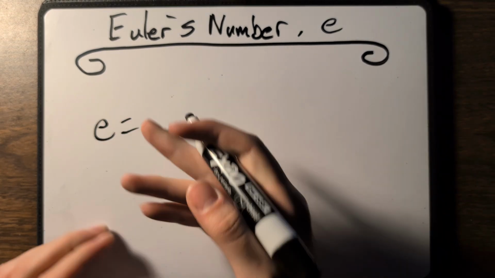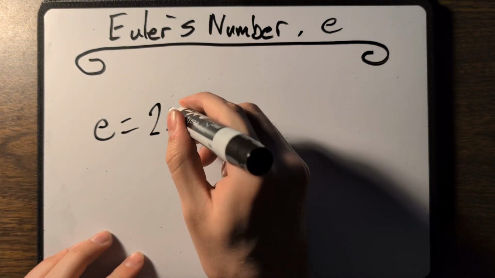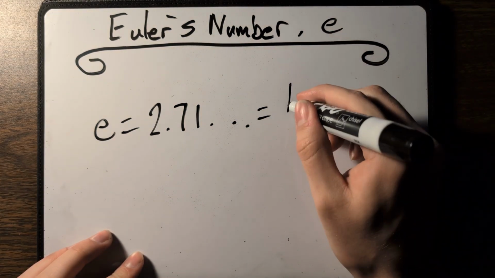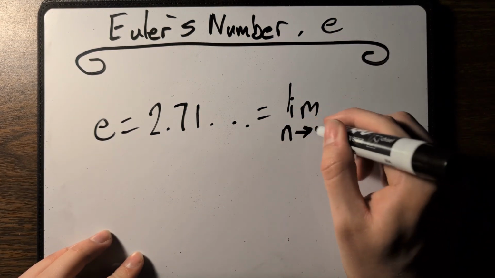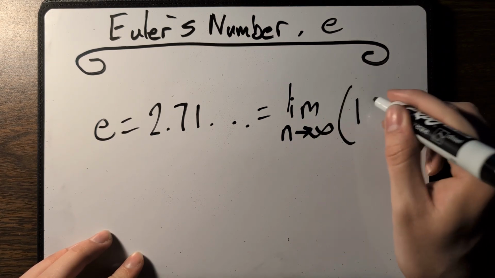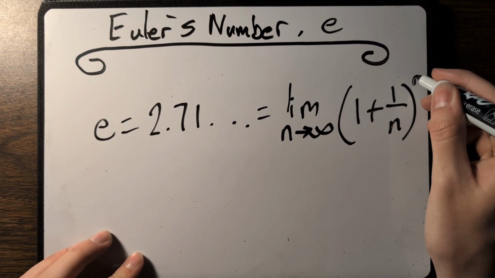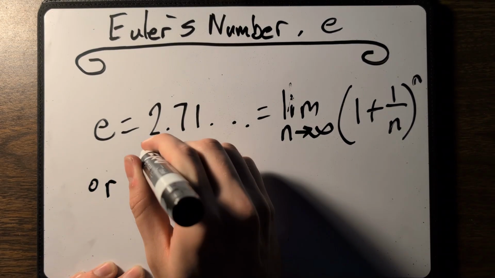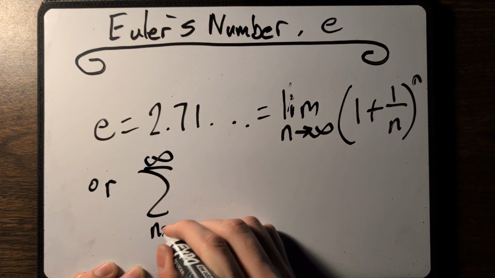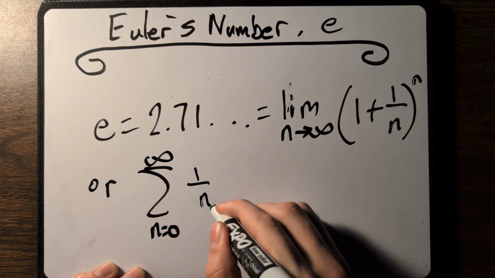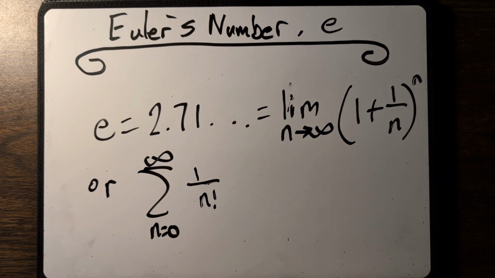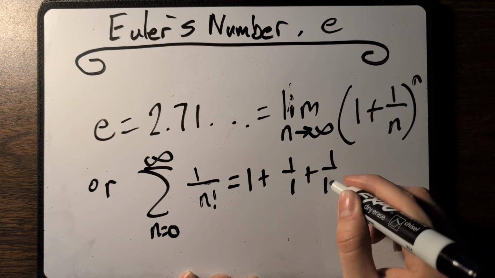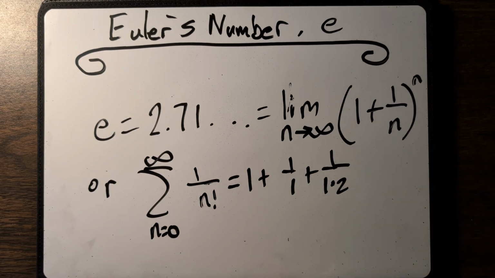e, or Euler's number, is equal to 2.71 and so on. It's also equal to the limit as n approaches infinity of (1 + 1/n)^n, or the power series, the summation of 1 over n factorial, which equals 1 + 1/1 + 1/(1 times 2), and so on and so forth.